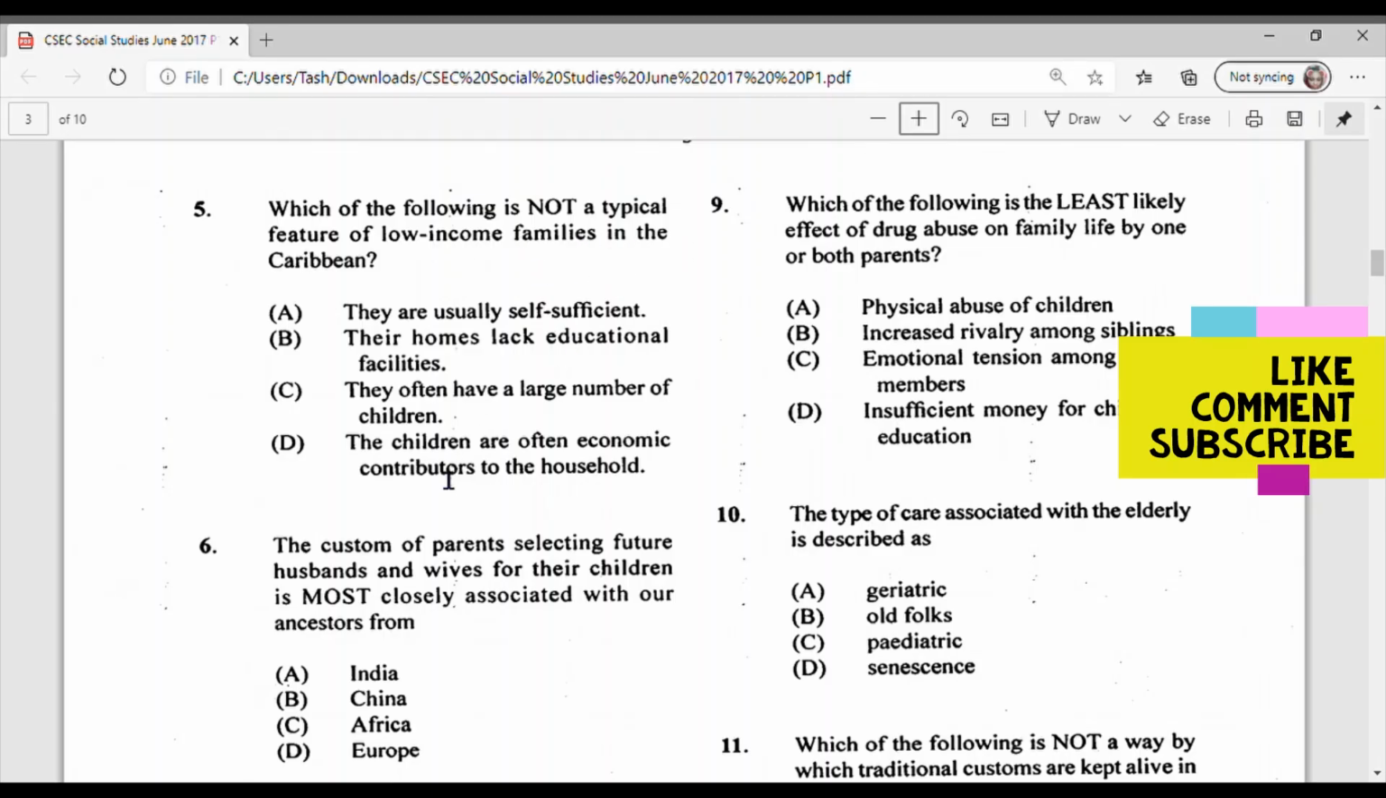6, the custom of parents selecting future husbands and wives for their children is most closely associated with our ancestors from India, China, Africa, or Europe. We know that Africans do not necessarily choose the husbands or wives of their children. Majority of the times that would happen in an Indian heritage. So for number 6, it would have been letter A, that's India.